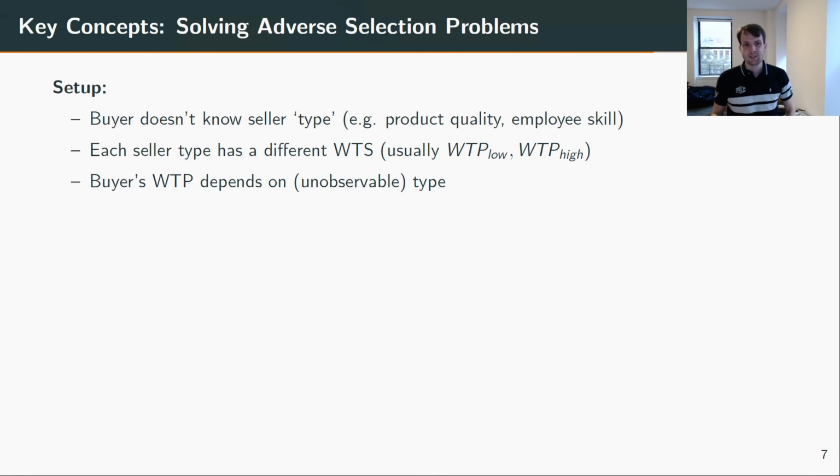The way to identify these questions is pretty simple. Usually it's set up so that the buyer doesn't know the type of the seller, whether it's the product quality or the skill of the employee, and each seller has a different willingness to sell. Sorry, I wrote willingness to pay here. It should be willingness to sell. But also the buyer has a different willingness to pay for the different products. And usually the willingness to pay depends on the unobservable type. If it's a good product, I'm willing to pay more than if it's a bad product. If I know it's going to last me 10 years, I'm willing to pay much more than if I know that it breaks after a day.